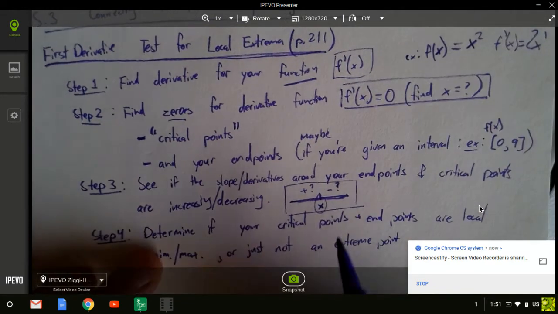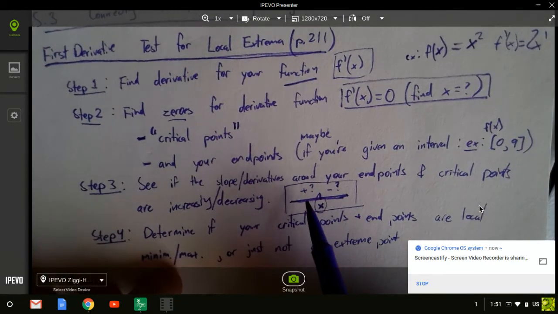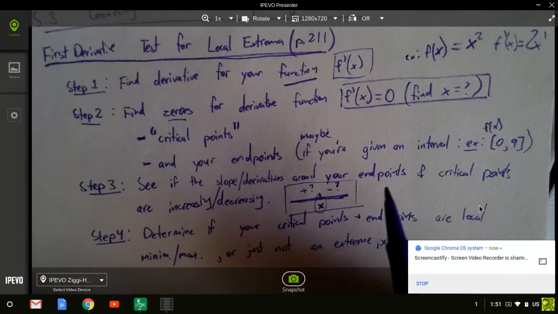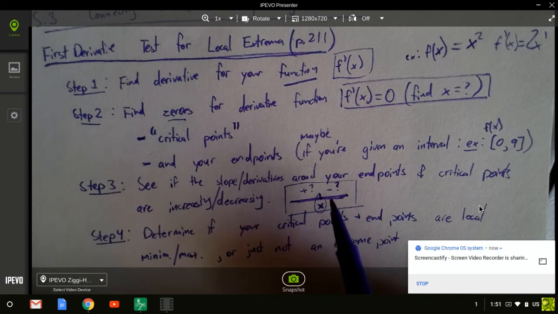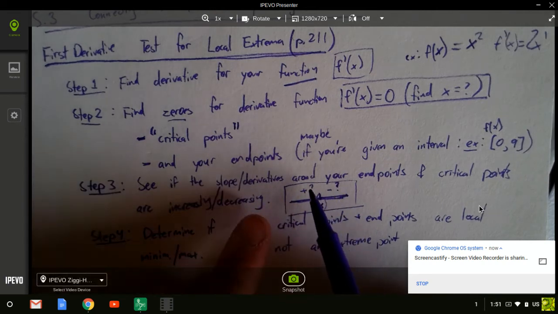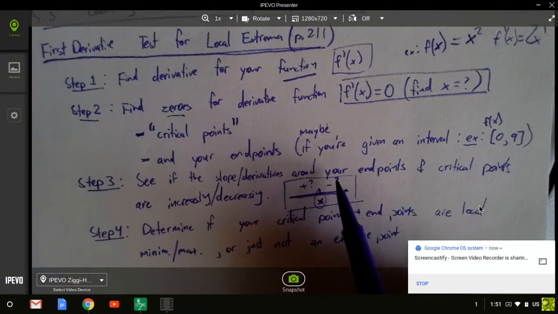And then what you want to do is look at a number line for each critical value. So imagine I found all my critical values, all my x values that are critical, or my endpoints. I set them on a number line, and then I plug x values into the derivative and see if around it, it's positive or negative slope values. You'll see why that's important in just 2 seconds.